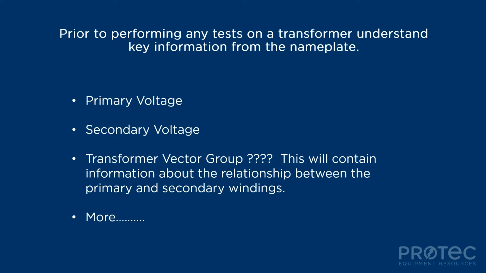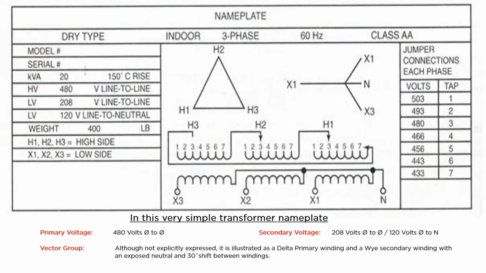And the transformer vector group is just simply the configuration of the windings and how they relate to one another. And then there's quite a bit more information that you can gather from the nameplate of a transformer, but we're not going to talk about those specifically at this time. We're going to talk about more so those things that we know that we need for a transformer turns ratio test.